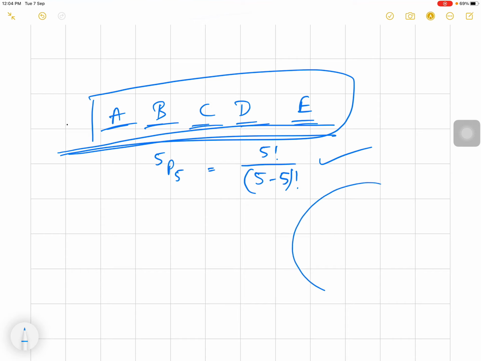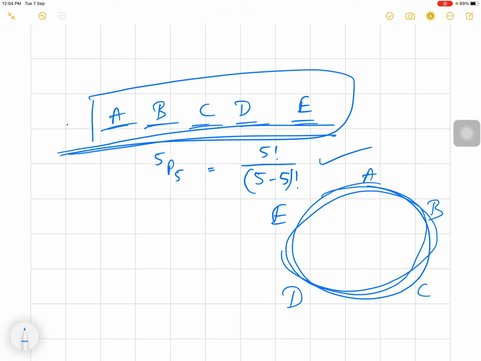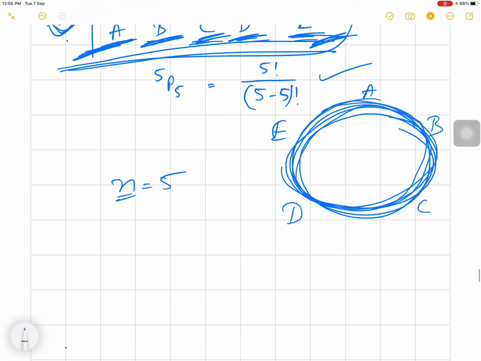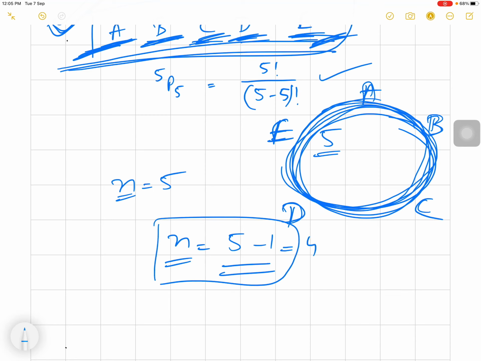But the same 5 people, if they are at a circular table, like this A, B, C, D, E, here there is no start point or end point. It is a circle. Here this is the start and this is the end when you are writing in a row. So whenever people are sitting in a circular position, your n is always minus 1. When writing in a row, there are 5 people, so your n is equal to 5, right? But when they are sitting in a circle, your n is 5 minus 1 because there is no starting point when you are sitting at a circular table. There are 5 people, correct? But your n is 5 minus 1.